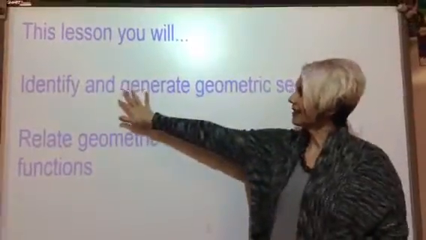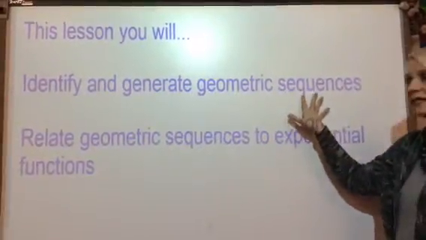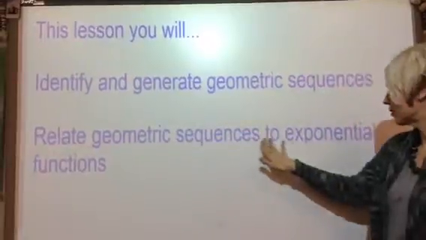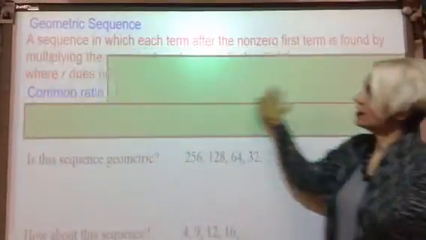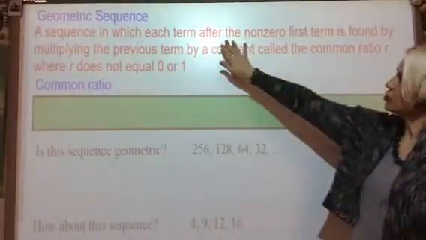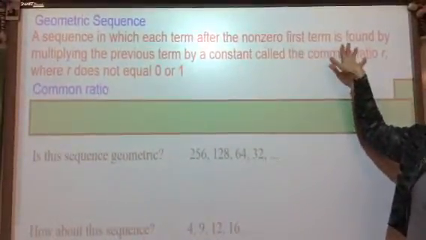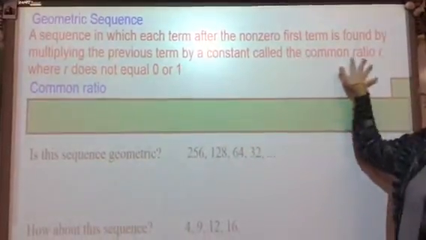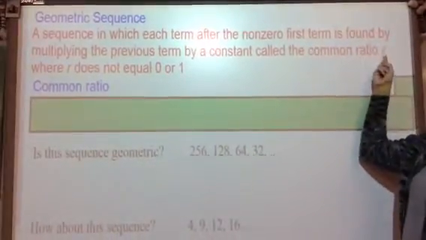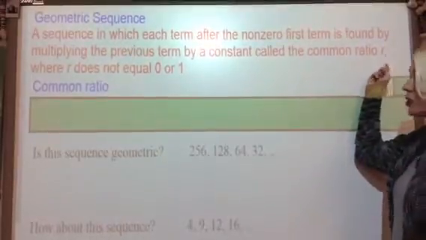In this lesson, you will identify and generate geometric sequences and relate geometric sequences to exponential functions. So first of all, a geometric sequence is a sequence in which each term after the non-zero first term is found by multiplying the previous term by a constant called the common ratio r. So the letter r is going to represent our common ratio.